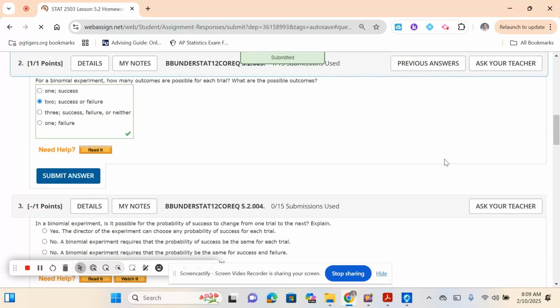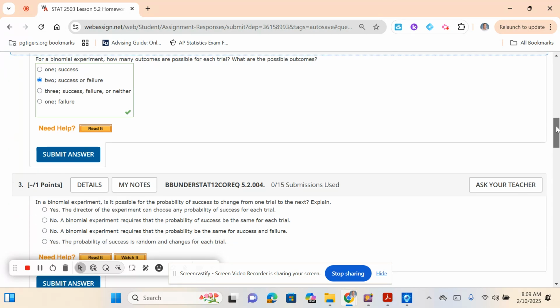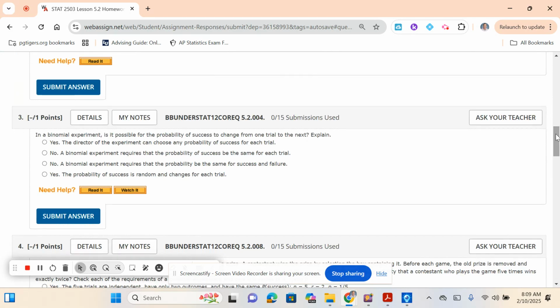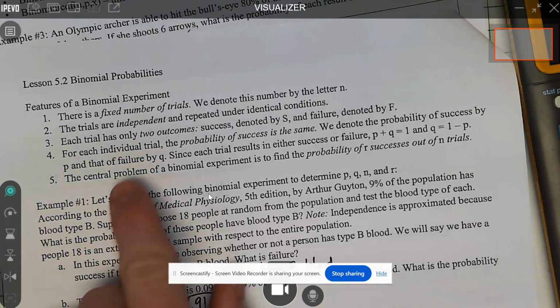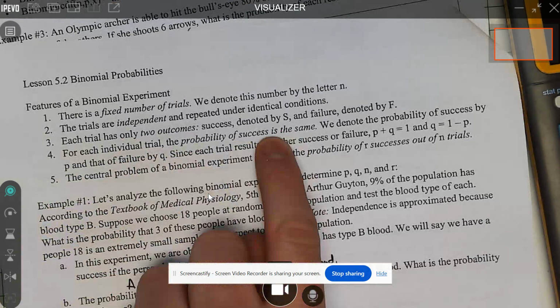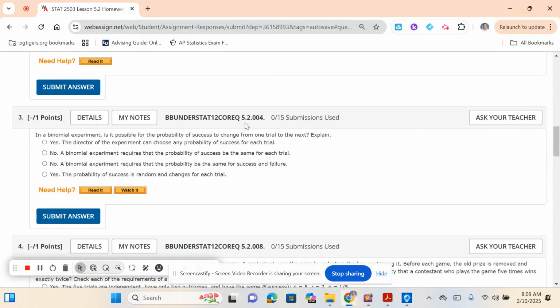Three, in a binomial experiment, is it possible for the probability of success to change from one trial to the next? If I'm flipping a coin, does the probability of getting heads change as I flip? It doesn't. So in a binomial experiment, there is a fixed probability. I'll show you real quickly in the notes. For each individual trial, the probability of success is the same. So from trial to trial, it does not change. In this case, does it change? You would say no. The probability of success is the same for each trial.